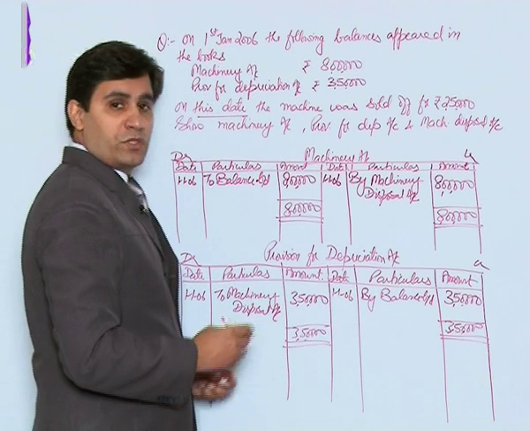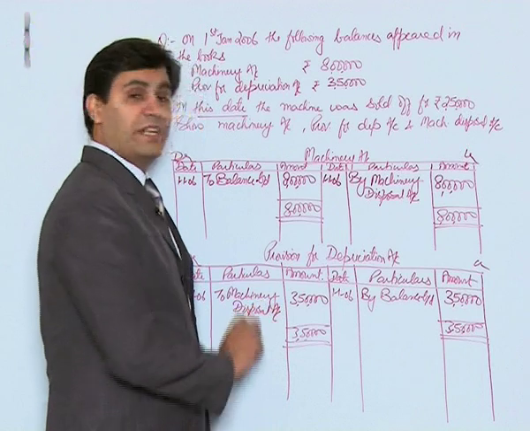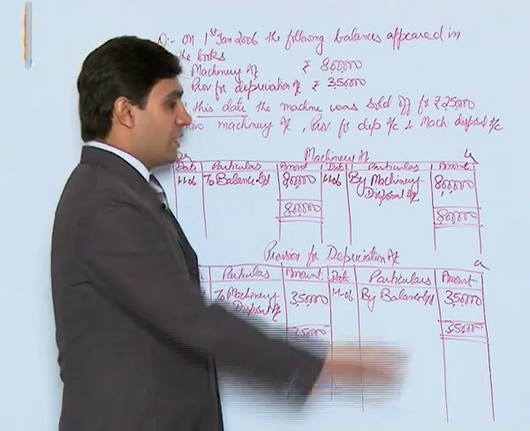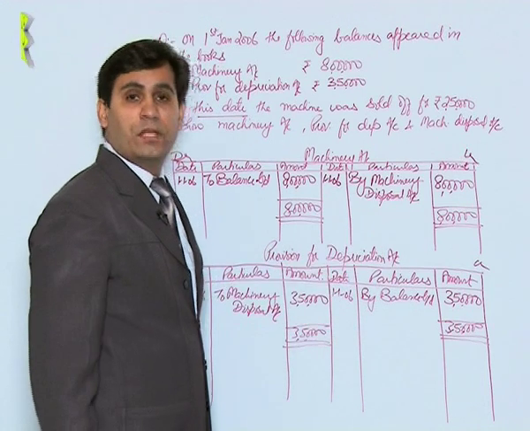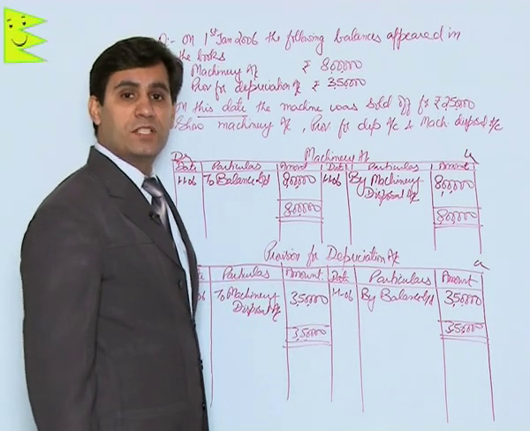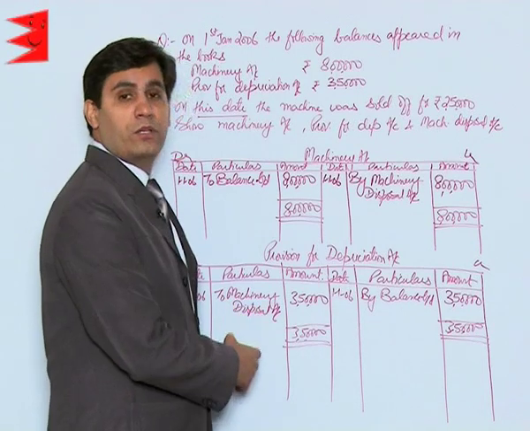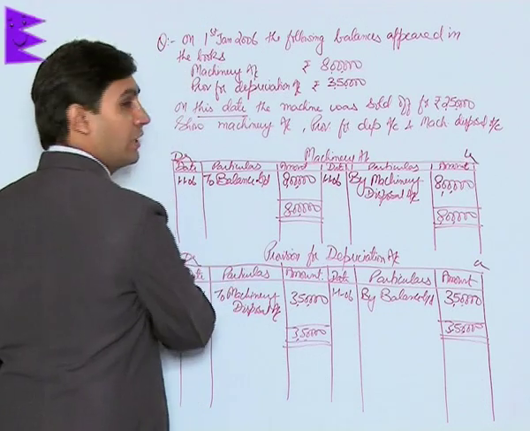Now these postings, that is the posting on the credit side here and the debit side here, would be reflected in machinery disposal account. Since the machinery account has a posting on the credit side, in machinery disposal account this posting would be on the debit side, whereas the provision should be recorded on the credit side. So let us see how machinery disposal account would appear.